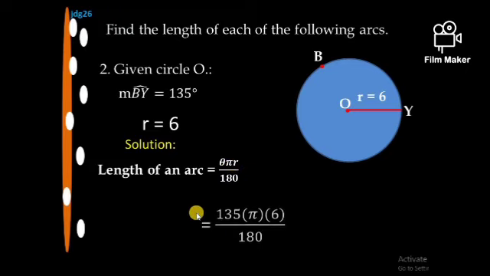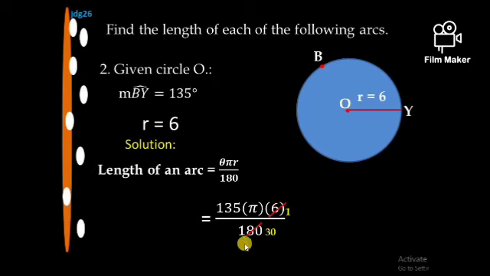Now let us substitute all the given. The measure of the angle or the arc is 135 in degrees, times pi times the radius, 6, over 180. So, pwede natin ulit gamitin ang cancellation. Ang 6 at 180 ay divisible by 6. So, i-divide natin. 6 divided by 6 is equal to 1. And 180 divided by 6 is equal to 30.